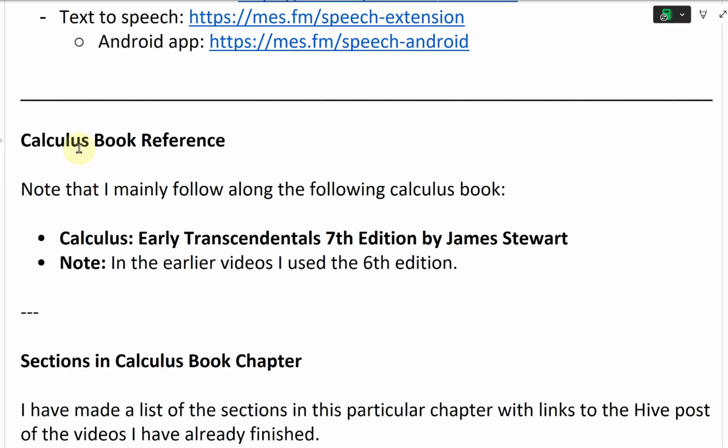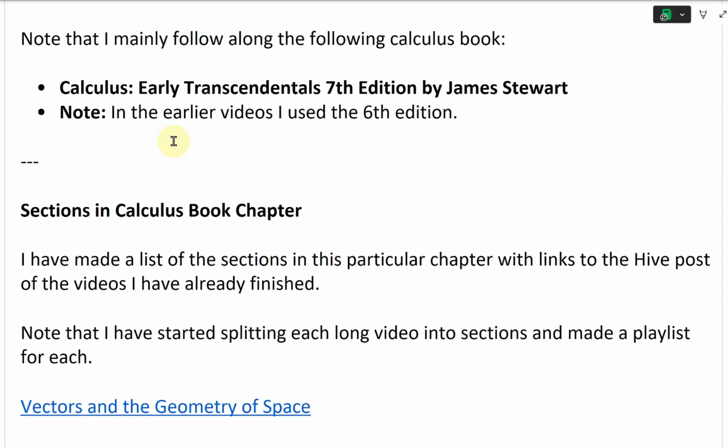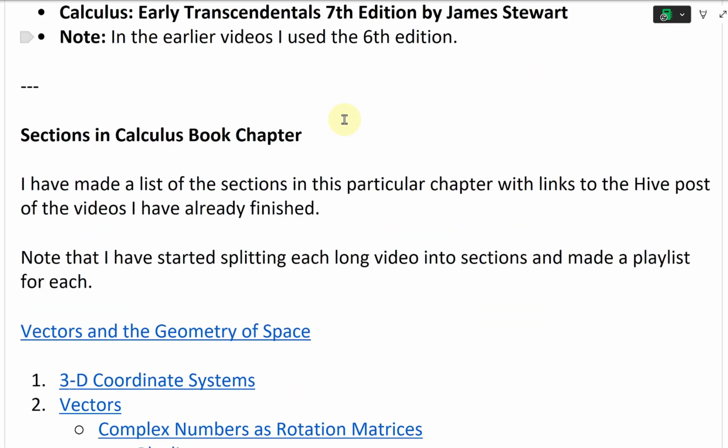So calculus book reference. Note that I mainly follow along the following calculus book. This is Calculus Early Transcendental, 7th edition by James Stewart. And note, in the earlier videos, I used the 6th edition. Alright, continuing further.